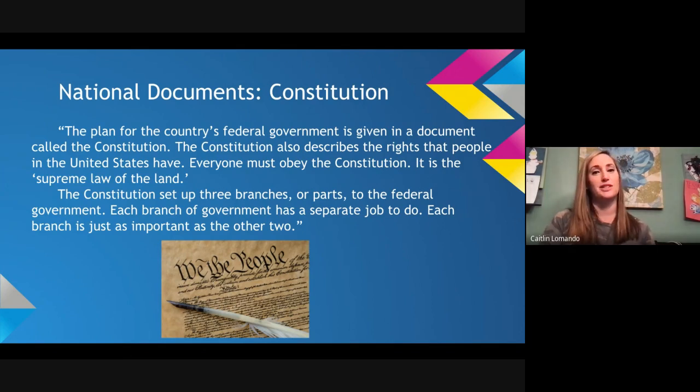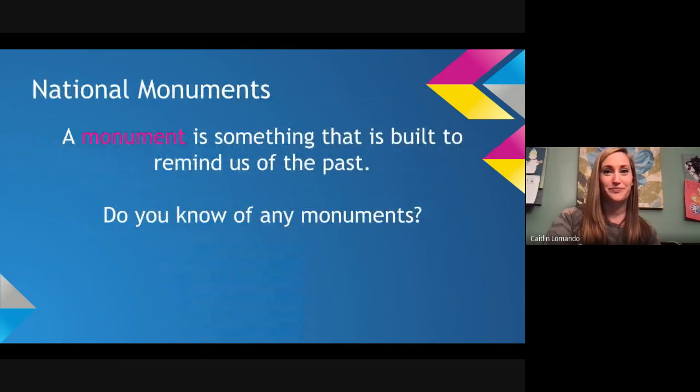The Constitution set up the 3 branches or parts to the federal government. Each branch of government has a separate job to do. Each branch is just as important as the other 2. So remember, back to our government unit, our 3 branches are the legislative branch, which is Congress, the executive branch, which includes the president, and the judicial branch, which is the Supreme Court.